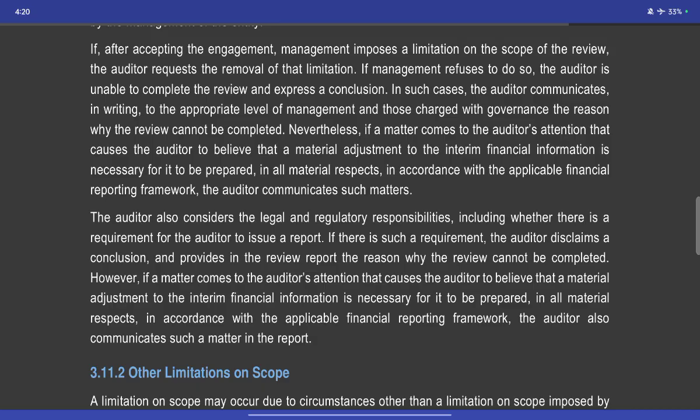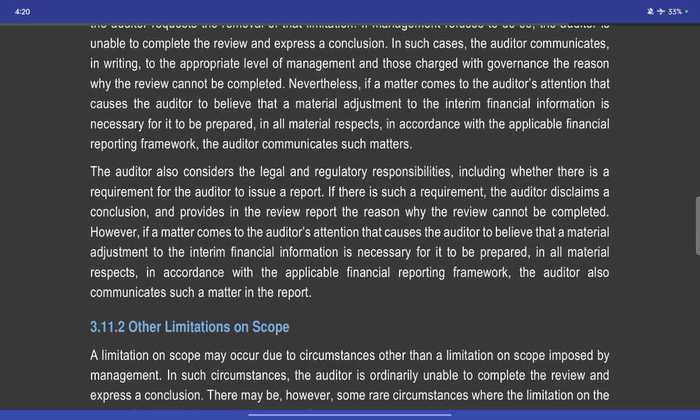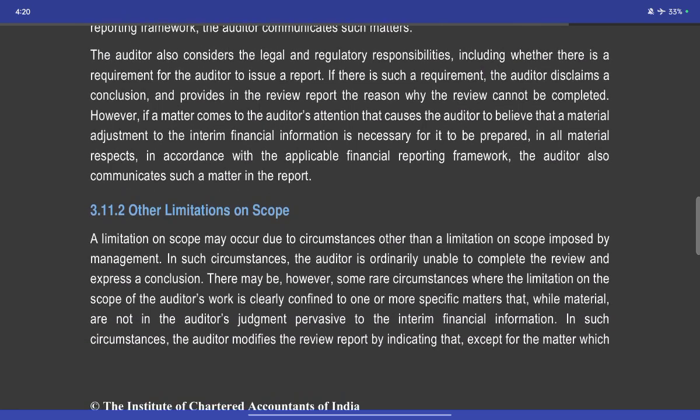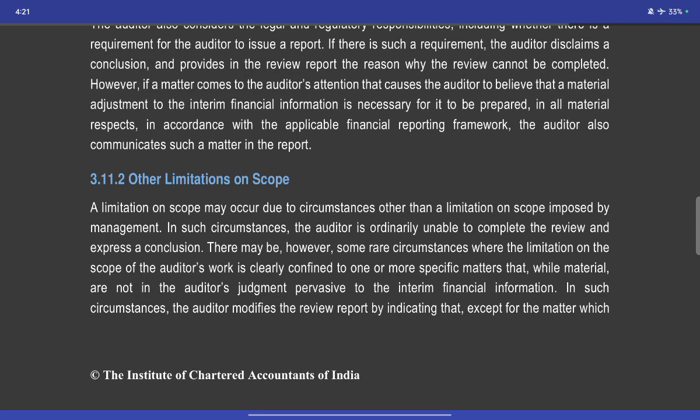Nevertheless, if a matter comes to the auditor's attention that causes the auditor to believe that a material adjustment to the interim financial information is necessary for it to be prepared, in all material aspects, in accordance with the applicable financial reporting framework, the auditor communicates such matter. The auditor also considers the legal and regulatory responsibility, including whether there is a requirement for the auditor to issue a report. If there is such a requirement, the auditor disclaims a conclusion and provides a review report stating the reason why the review cannot be completed.